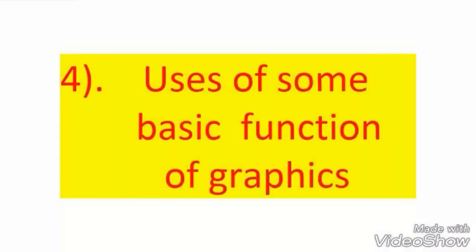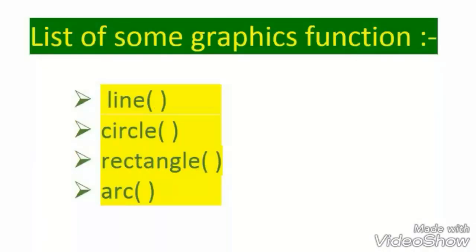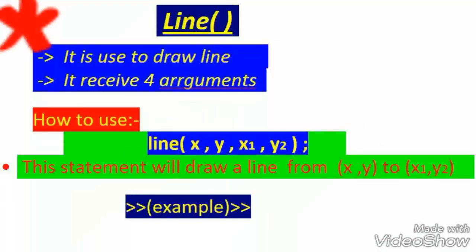So the next tutorial is uses of some basic functions of graphics. This is the list of the functions which I am going to teach you. The line function is used to draw a line. It receives 4 arguments. Now let me explain how to use it. Here you can see a statement which will draw a line from the point x, y to the point x1, y2. Now let me show you an example.